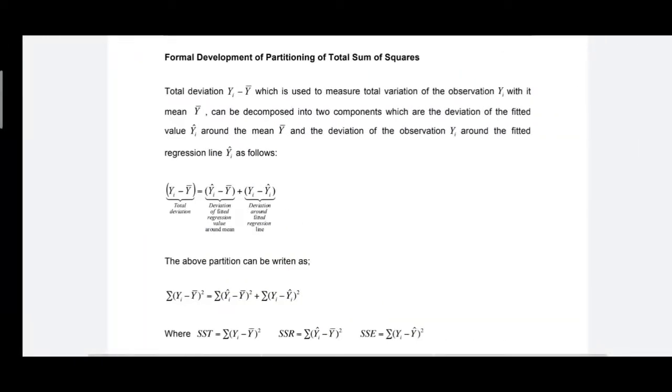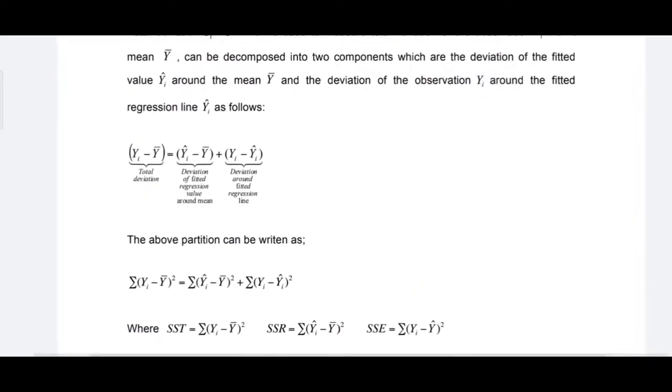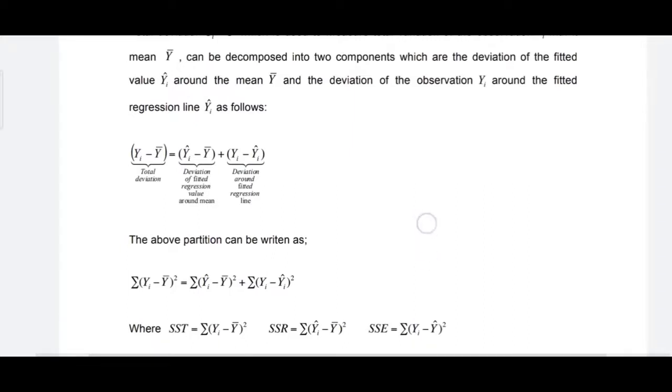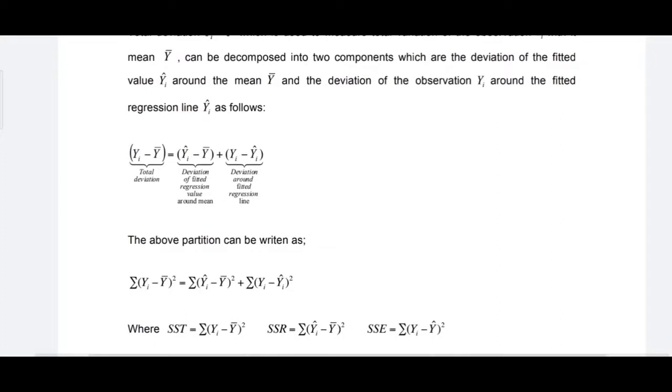Okay, so if we can see here from the illustration just now, we will get total variation equal to the deviation of the fitted regression, SSR, plus the deviation around the fitted regression line, SSE. Okay, so this part, when we put in the summation, it becomes SST equal to SSR plus SSE.